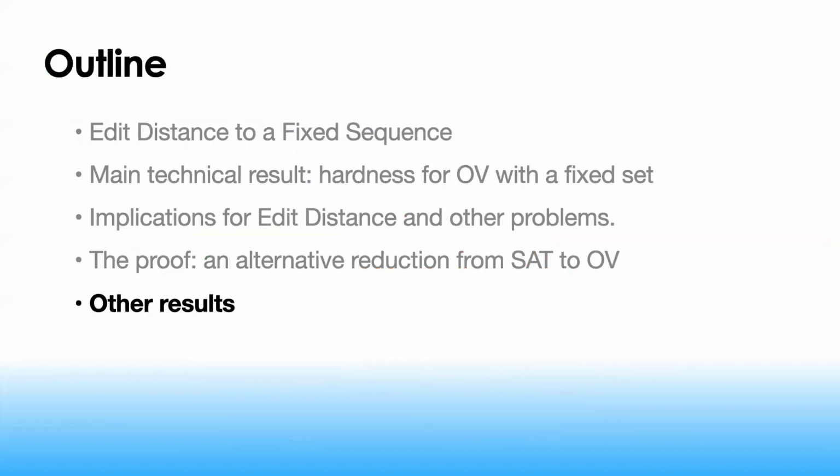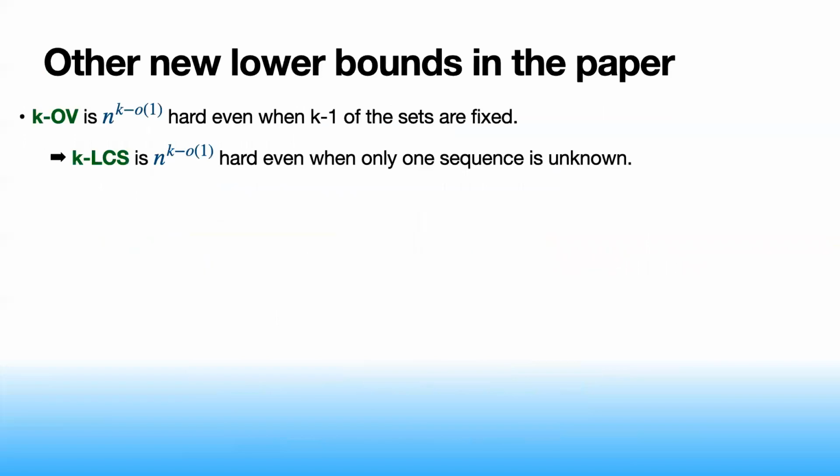Now, finally, let's talk about some other results in the paper. The lower bound can be generalized from OV to kOV in a straightforward way, where in this problem we have k sets of vectors, and the goal is to find k vectors that are orthogonal. So the n^k lower bound now holds even when k-1 of the k sets are fixed. This directly implies an n^k lower bound for the k longest common subsequence problem, k-LCS, when only one of the k sequences is given as input and the others are fixed.